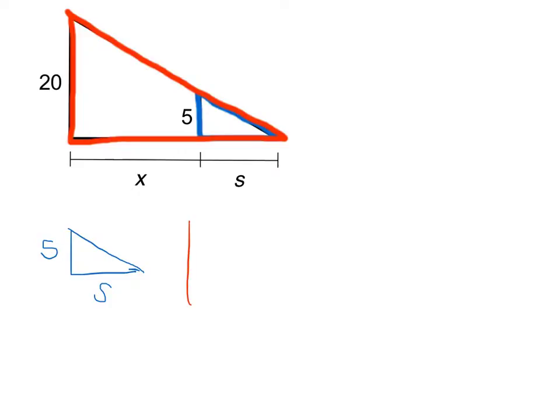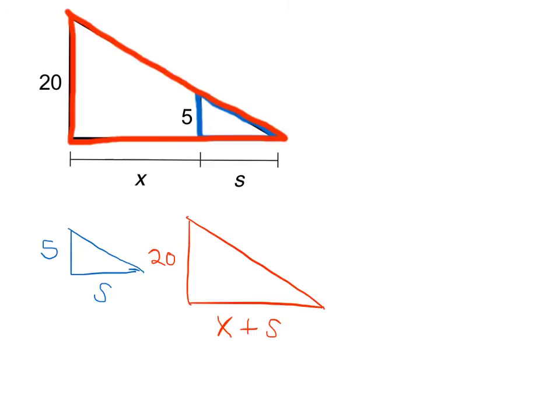Now for the red one, the bigger triangle, on the left side, that's pretty obvious, that's a 20, but on the bottom side, if you notice, that distance called X is going to be added to the previous side, which was S, and that represents the bottom side of the bigger triangle. So sometimes you have to think a little bit specifically to get these diagrams labeled this way, but once you do, here's how easy it is to set up the proportion.